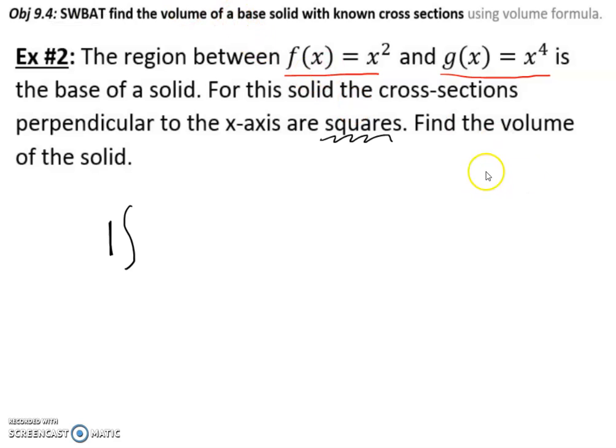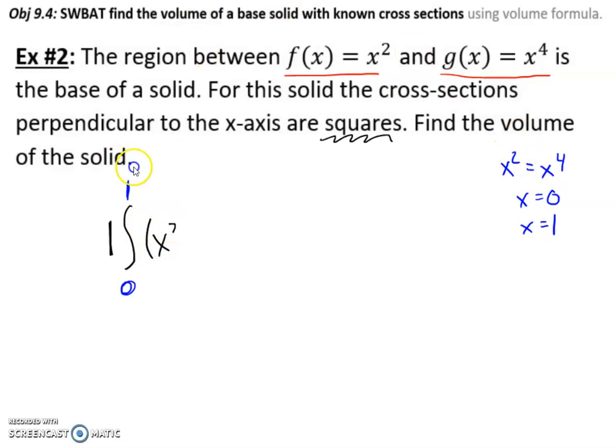So off to the side, I need to find the limits. So I need to set x squared equal x to the 4th. I just know the answer to this. You probably do too. The values that make this true are going to be 0 and 1. So our integral goes from 0 to 1. And you can test this out if you want to see what's higher, but I know that in between 0 and 1, x squared is higher.